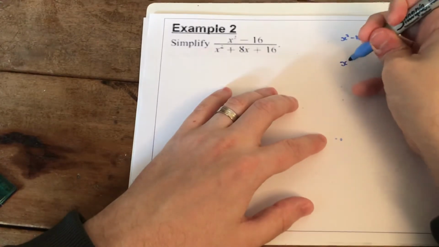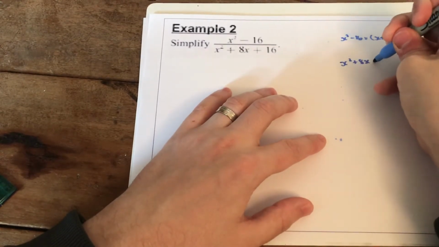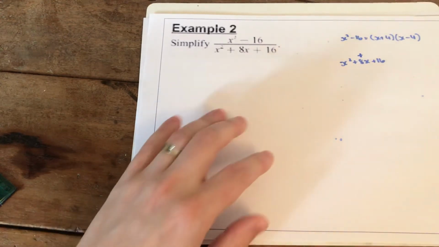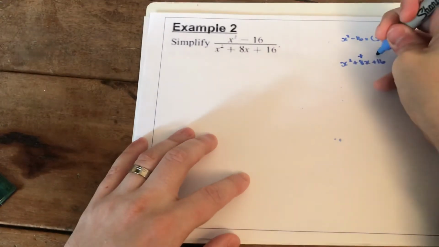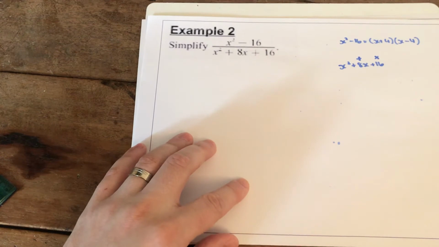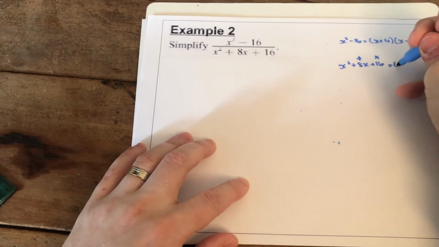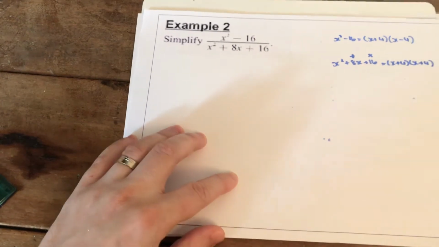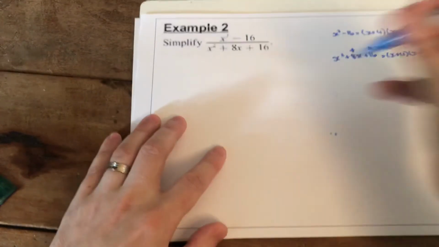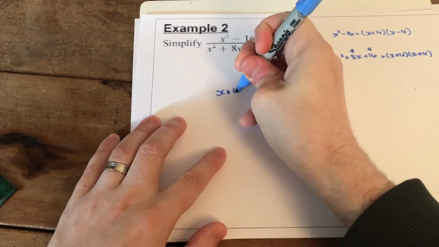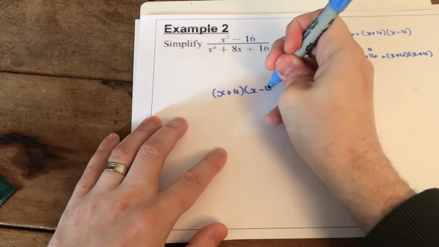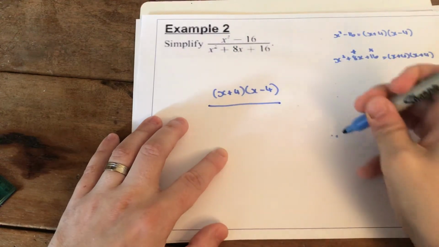If we have a look at x squared plus 8x plus 16, we want numbers that add to give us 8, but times to give us 16. That's going to be x plus 4, x plus 4. So what we do is we write out our fraction with our factorised expressions in.